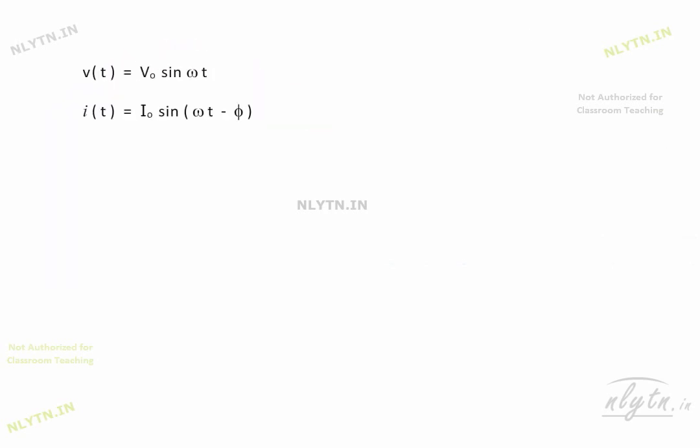We take the standard equations of an AC voltage and current like this. Here we assume that the current lags voltage by a phase phi.